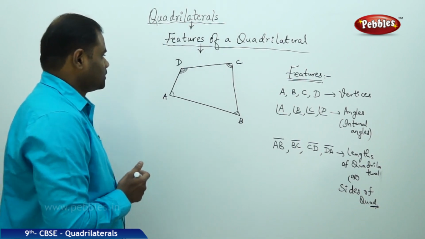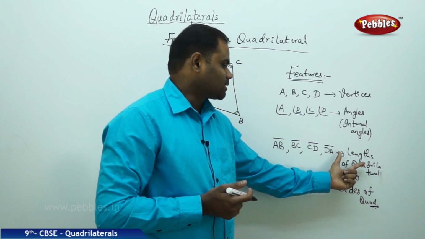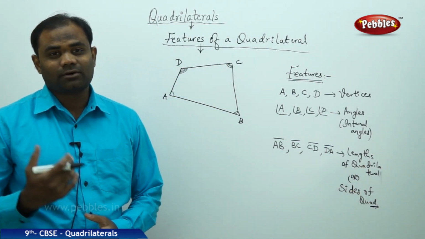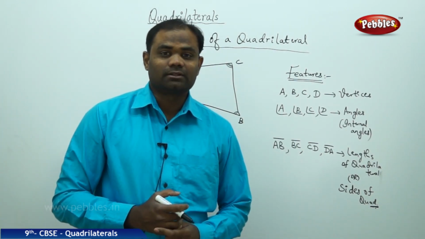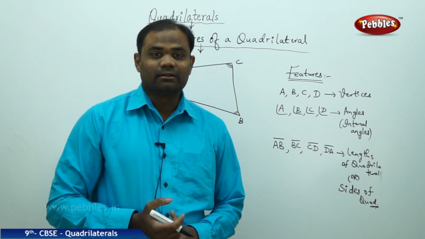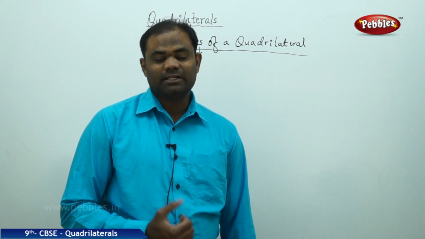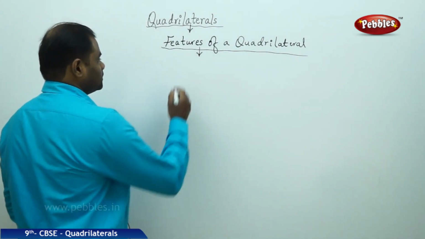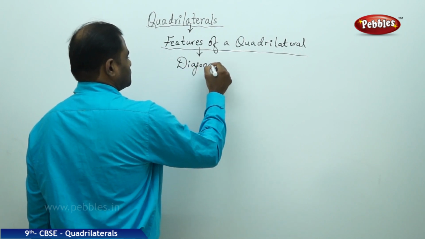Next, now that we have discussed vertices, angles and lengths or sides of a quadrilateral, now comes the discussion of the diagonal, which is the most important concept in understanding the further properties of a quadrilateral. Let's see the diagonal in brief. Next is diagonal. Let's see what a diagonal is for a quadrilateral. The topic for the session is diagonal.